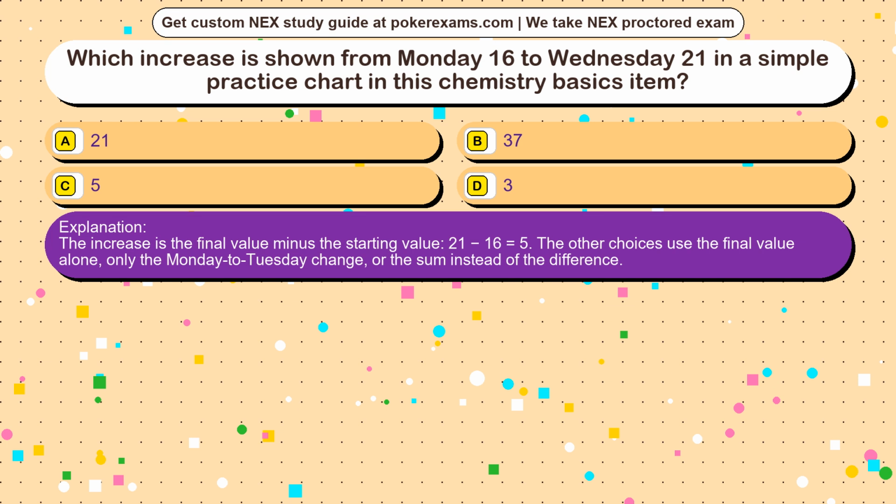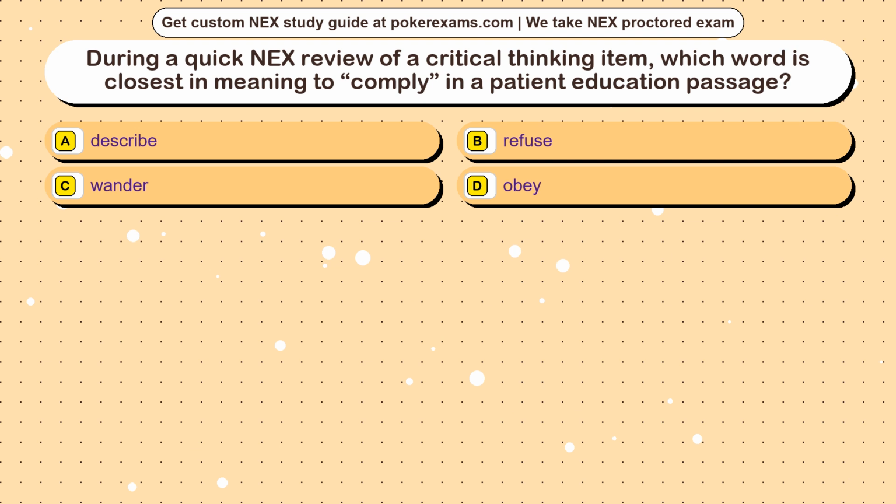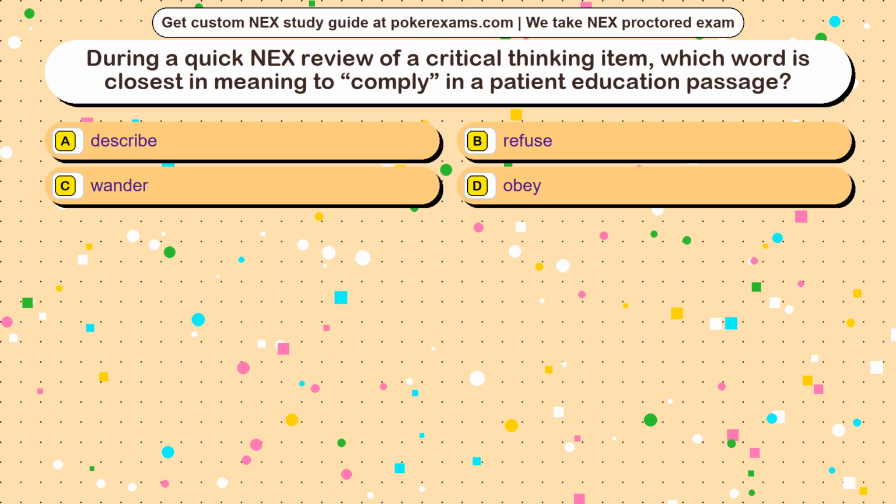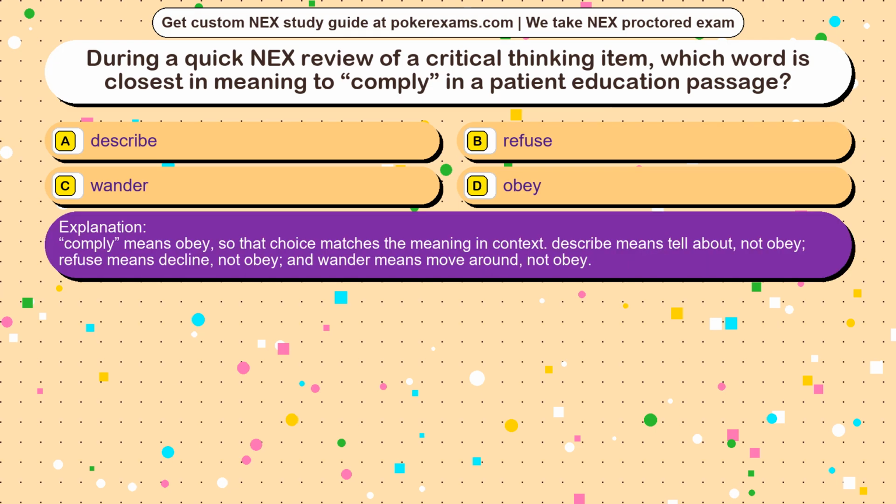difference. Question 2. During a quick next review of a critical thinking item, which word is closest in meaning to comply in a patient education passage? Option A, describe. Option B, refuse. Option C, wander. Option D, obey. The correct answer is option. Comply means obey, so that choice matches the meaning in context. Describe means tell about, not obey. Refuse means decline, not obey. And wander means move around, not obey.